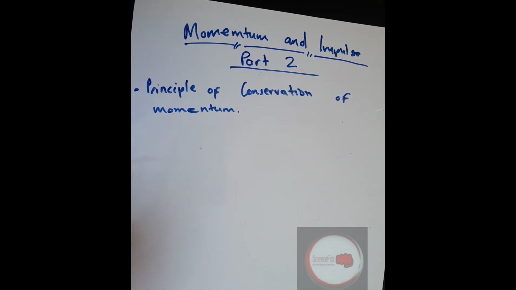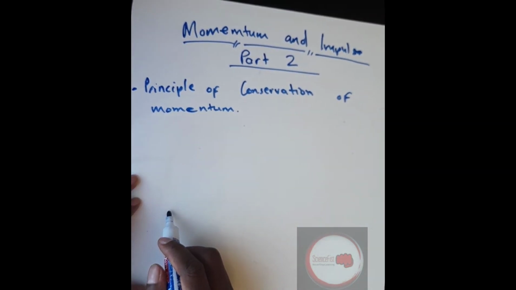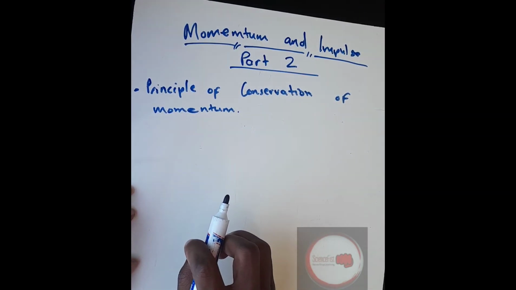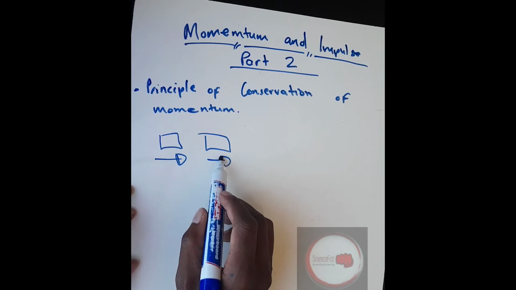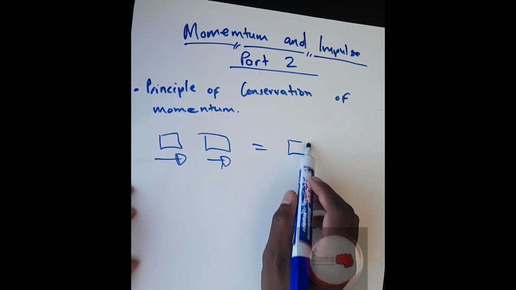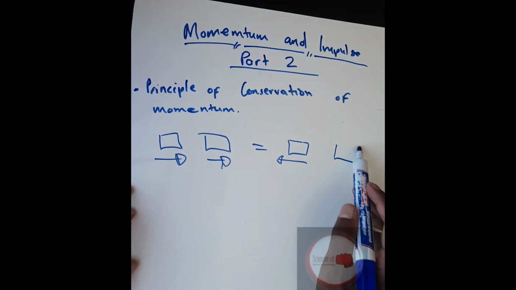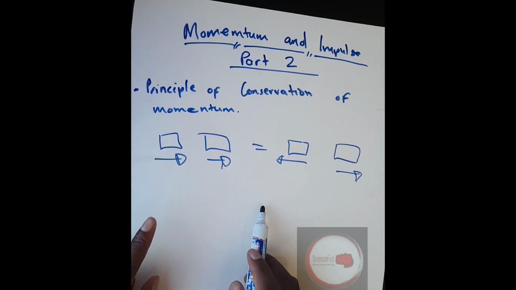What I want to focus on now is the direction. Okay, direction is really important. So when you are working with velocity, you have to specify your directions. Okay, so if you have object A and object B moving in the same direction, and then when they collide, you have object A moving in the backward direction and object B moving in the forward direction, you need to specify your velocity.